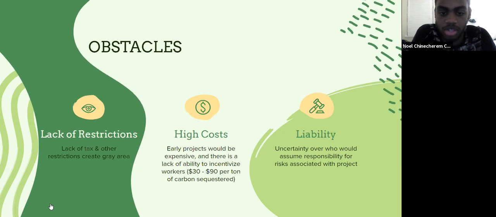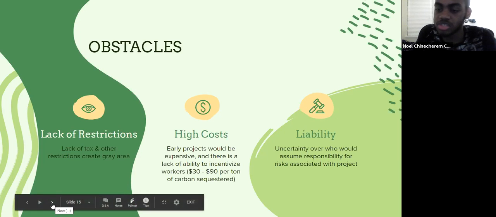It would cost like $30 to $90 per ton of carbon sequestered, and you're talking about around 500 million tons of carbon that would need to be sequestered. So probably around like 15 billion at the least. And then the final problem would be liability, because somebody would have to be held responsible for whatever happens to the ocean, whether it's leaks or workers get injured in the process.